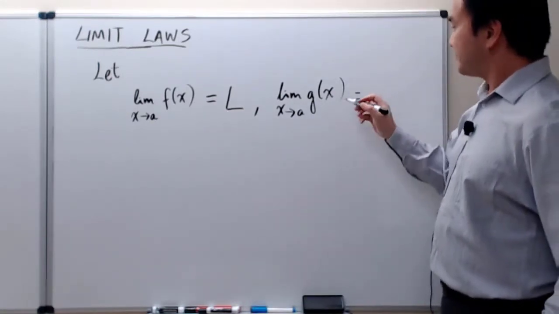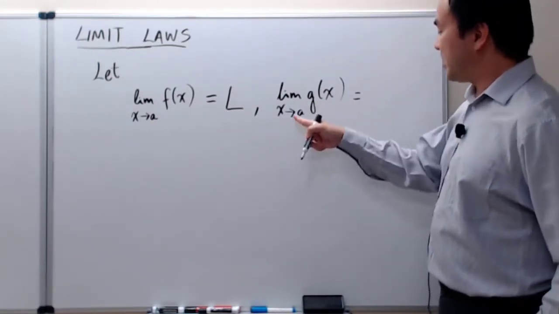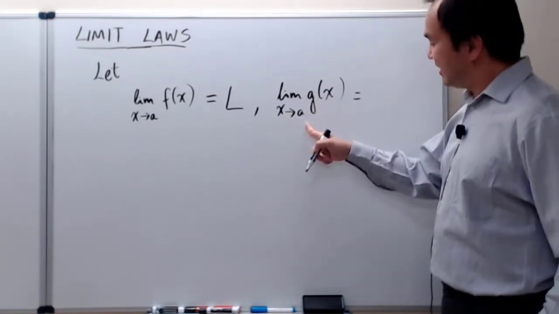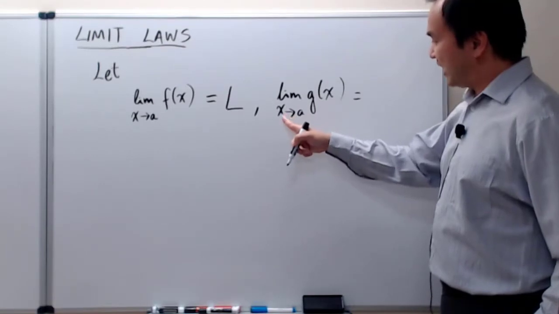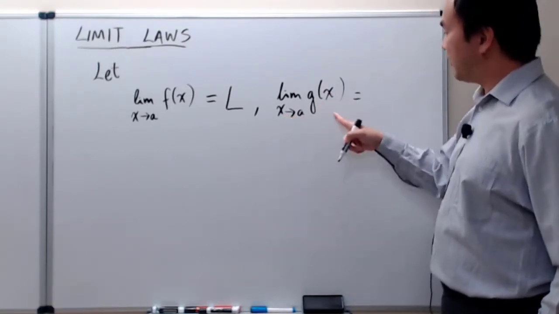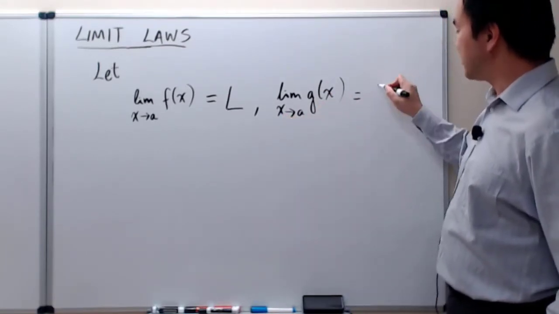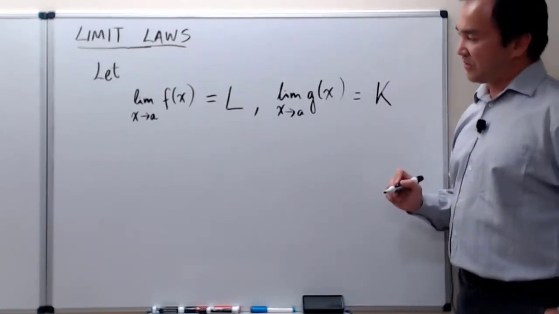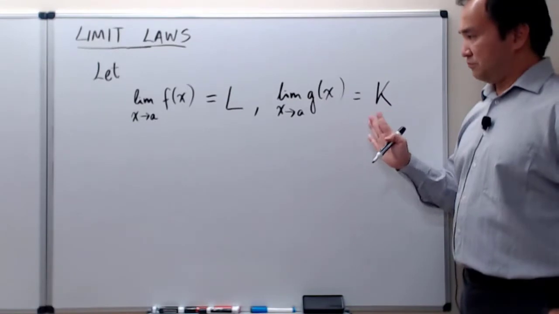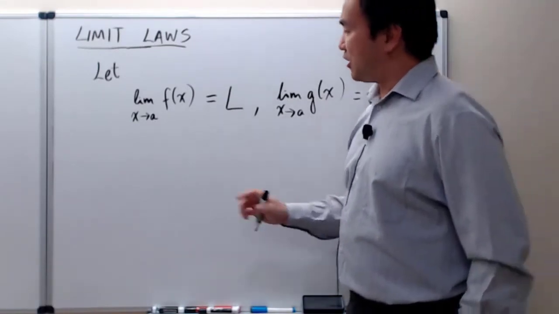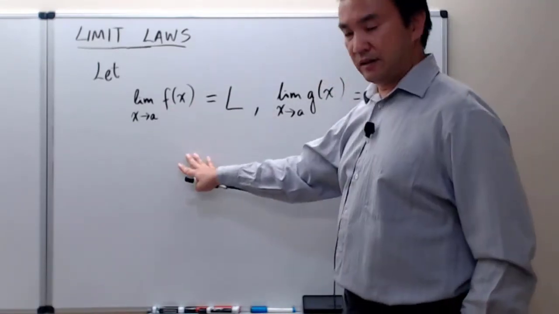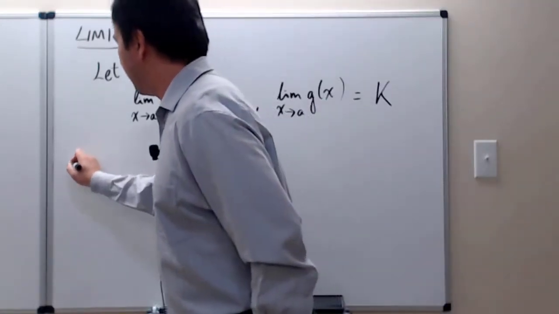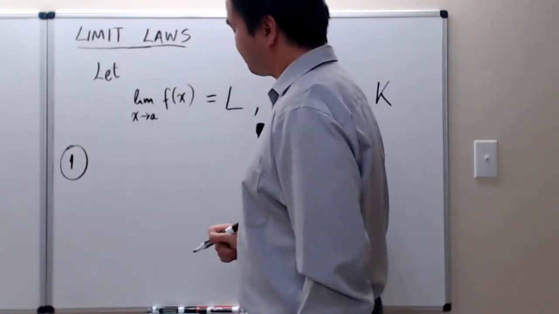And as we let x get closer to a, our function g of x also has a known limit, let's say a finite number k. Okay, so before I start writing down the laws, these are the given information. So law number 1 now, we are about to write it down.